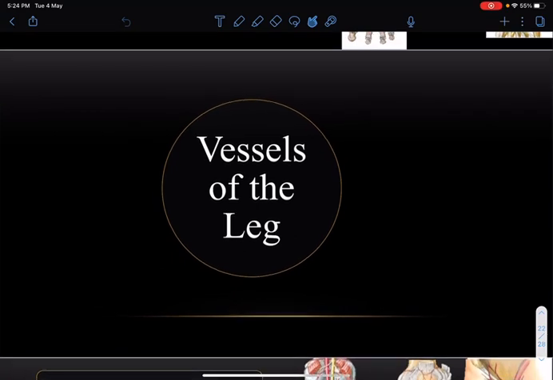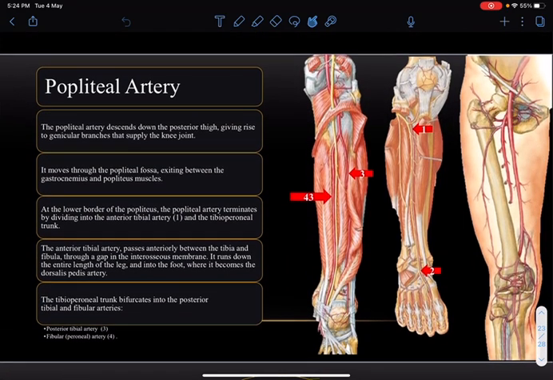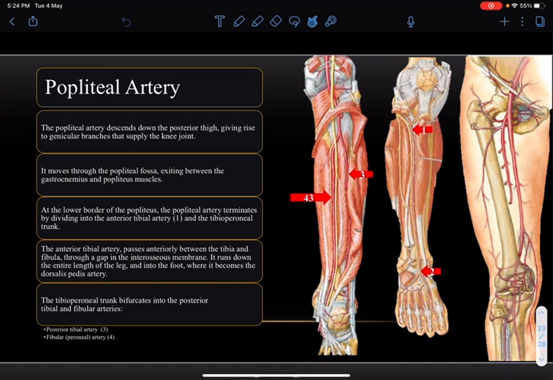نبدأ بالـ vessels of the leg. البوبليتيال artery هو اللي بيعمل blood supply للـ leg. So the popliteal artery descends down the posterior surface of the thigh, giving rise to genicular branches that supply the knee joint. So بيعمل blood supply للـ knee joint.